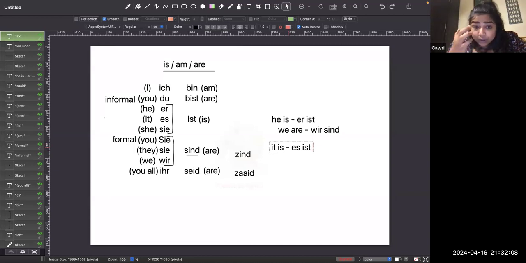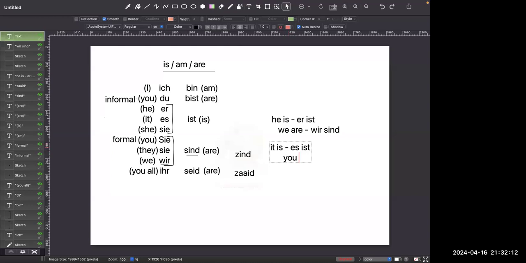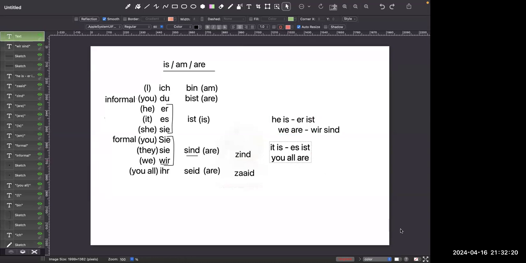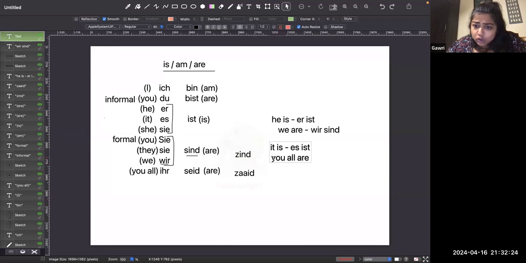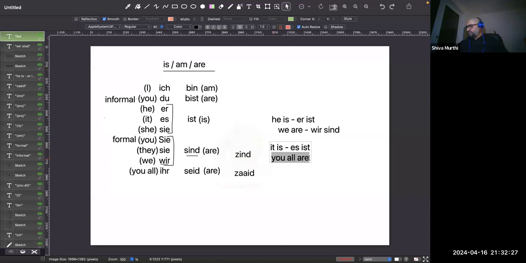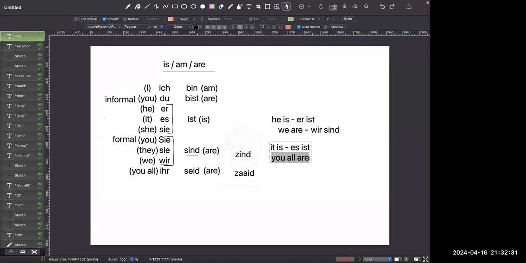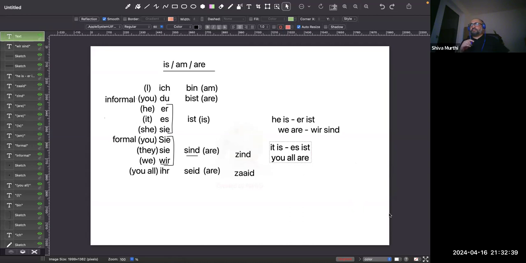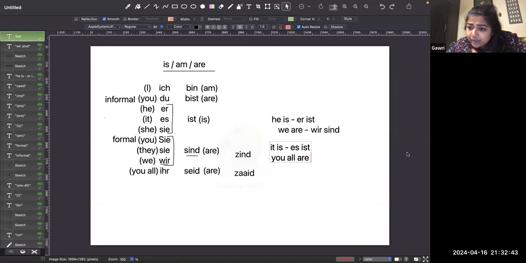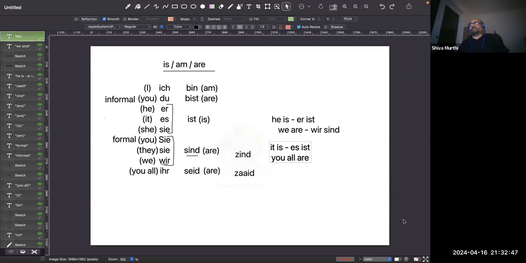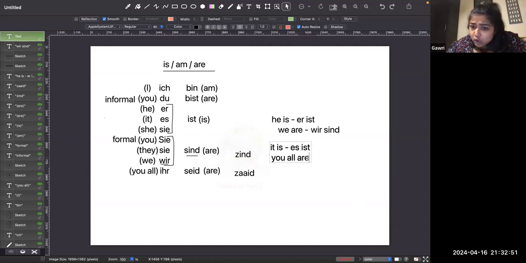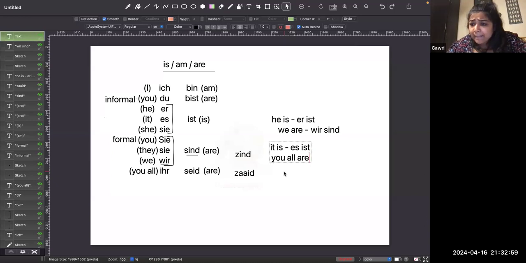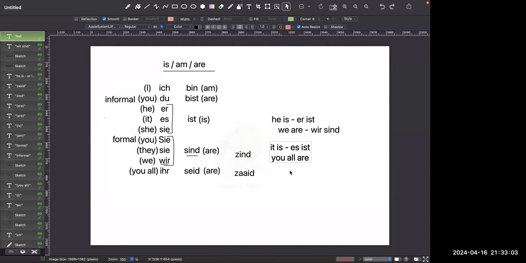Megha Dalvi, if you have to say you all are, how would you say you all are? Ihr seid. Very good. Genau. Amrit, how would you say you all are? Ihr seid. Absolutely correct. Sushmita, how would you say you all are? Oh, you have to unmute, Sushmita. Ihr seid. Genau. Lakshit, how would you say you all are? Ihr seid. Correct.